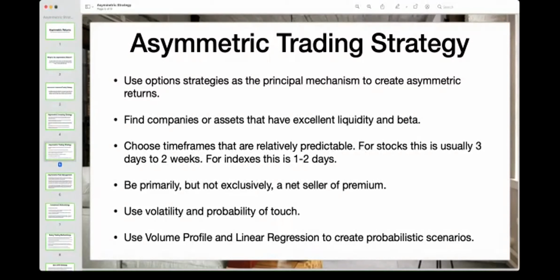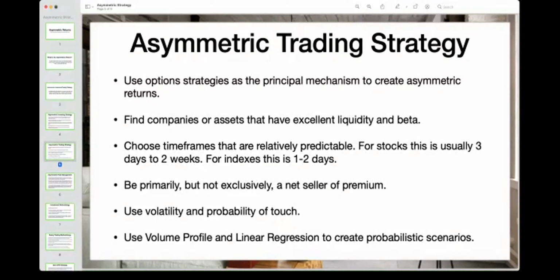And primarily, but not exclusively, we are net sellers of premium. So we find that there is an edge in being a net seller of premium. And that really depends on where we are in the life cycle of the market, right? About 85% of the time, we have a definitive edge being a net seller of premium. About 15% of the time, we don't. So we try to identify those areas, and that's when we might switch up our strategy.